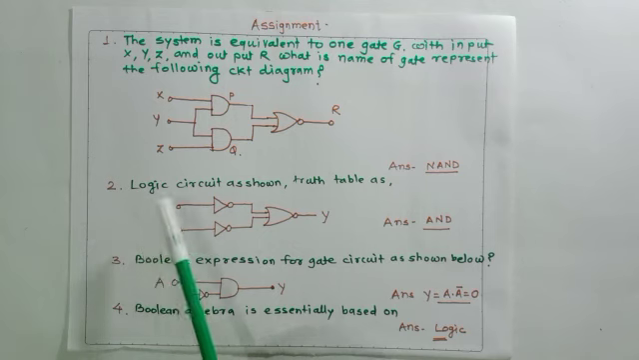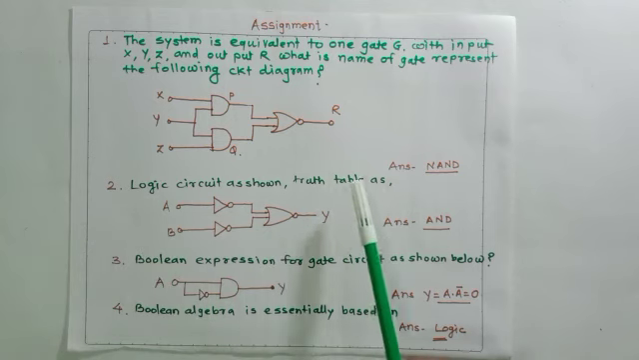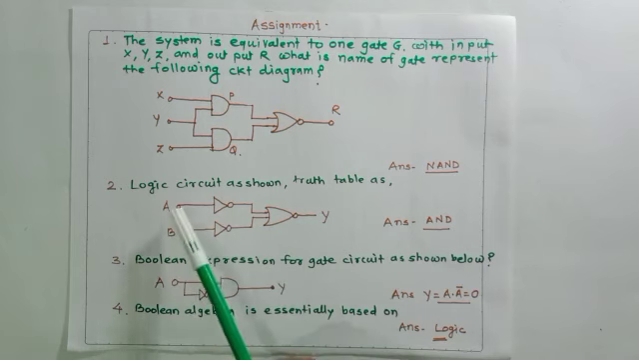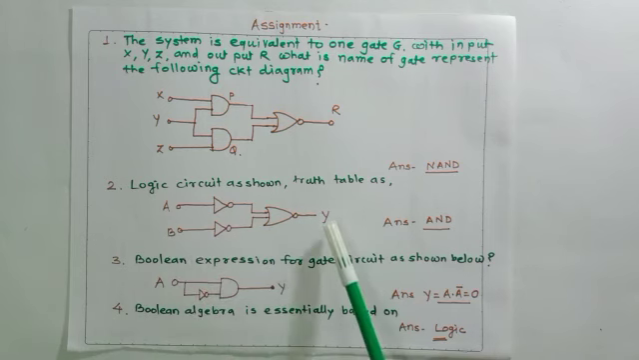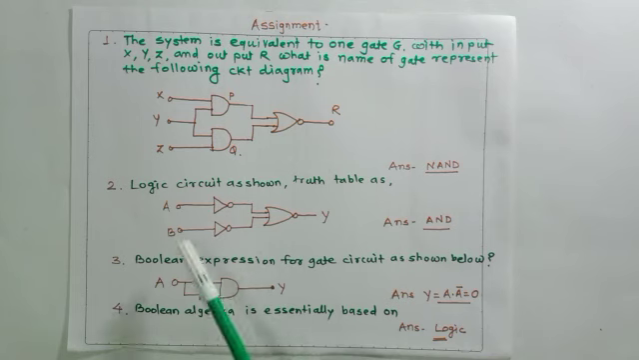The second question: the logic circuit is as shown below. The truth table has inputs A and B, output Y. The truth table of the given circuit will be the same as the one we solved together, then you get the answer. That answer will be AND gate. If you practice, then your answer will be AND gate.